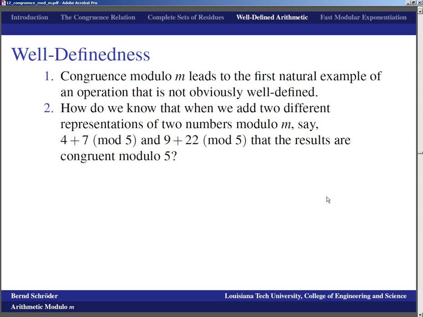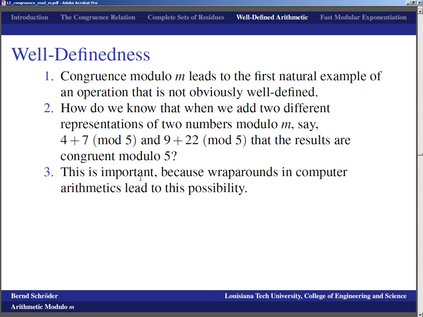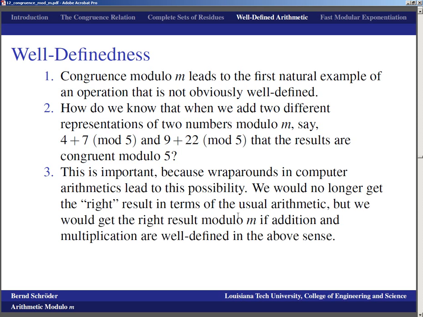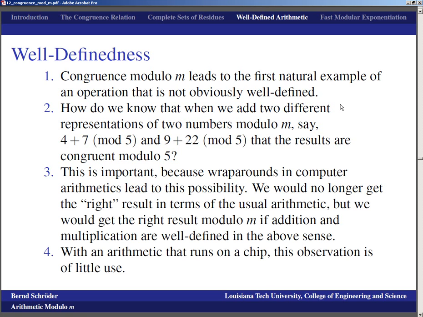Basically, that is something that we would want to be true because, as I keep saying here, we want to do arithmetic modulo m, and that only works if our arithmetic operations play ball, right? And so that is then also important because wraparounds in computer arithmetic lead to this possibility. We would no longer get the right result in terms of the usual arithmetic, but we would get the right result modulo m if addition and multiplication are well defined in the above sense. And we're also going to state the results in the appropriate form.